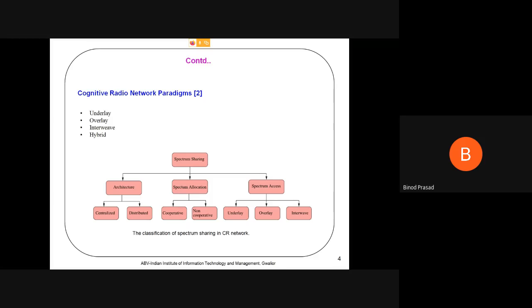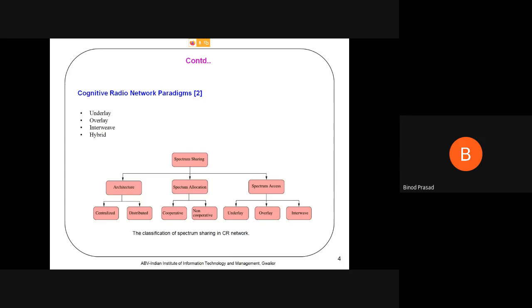But there is another approach, that is spectrum allocation, and that is also of two types. One is cooperative, another one is non-cooperative. In cooperative, each user will cooperate with each other. When the users are cooperating, the chances of utilizing the band get improved. Because we know that in wireless communication there are certain uncertain things, such as multi-path fading. There can be fading, shadowing, path loss.